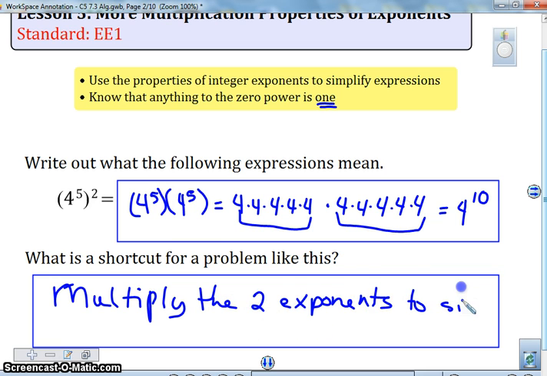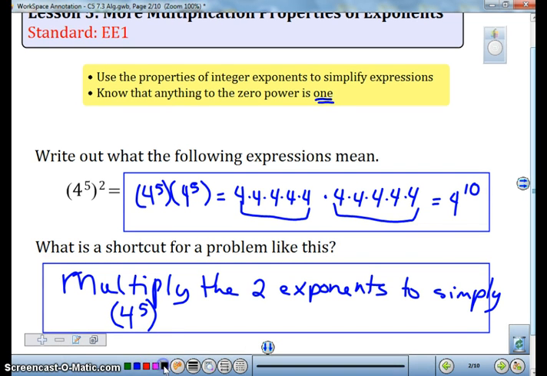Now, this only works when we have a power to a power. So when I have 4 to the 5th, and notice that 4 to the 5th was raised to the second power, what we are looking at doing is taking 4 and taking 5 times 2, and 5 times 2 gives us 4 to the 10th power.